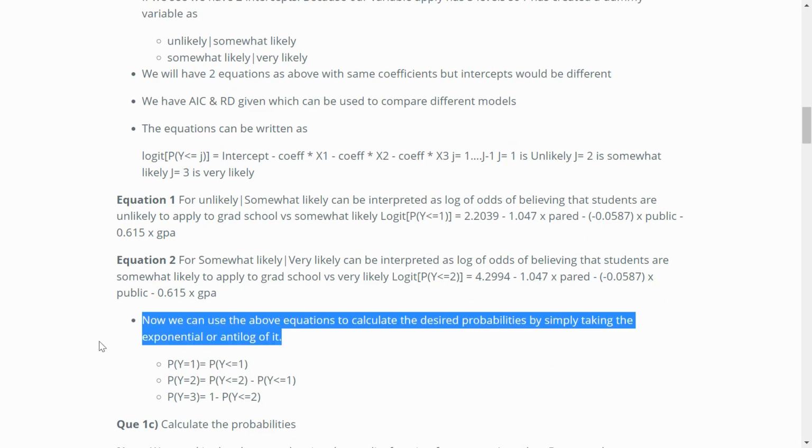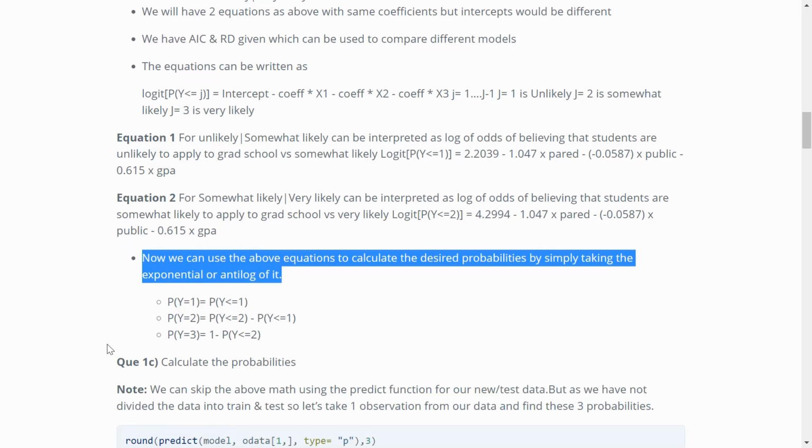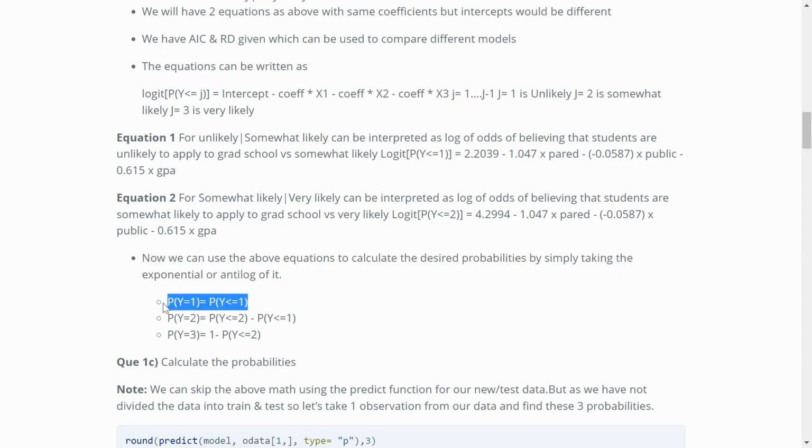So that is how these two equations are written. Now we can use the above equations to calculate the desired probabilities by simply taking the exponential or anti-log of it. So probability of y being equal to 1 can be calculated from the first equation, which says probability of y being less than or equal to 1. And probability of y being equal to 2 can be calculated by the probability of y being less than or equal to 2 minus the probability of y being less than or equal to 1. And similarly, probability of y being equal to 3 can be calculated as 1 minus probability of y being less than or equal to 2. So that's how we interpret these equations.